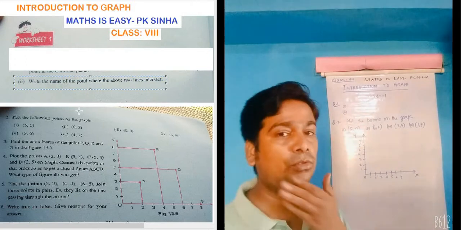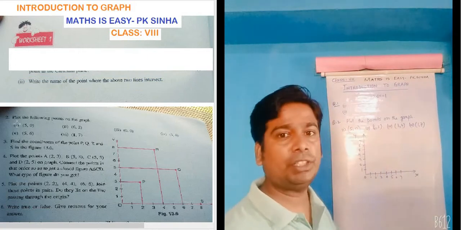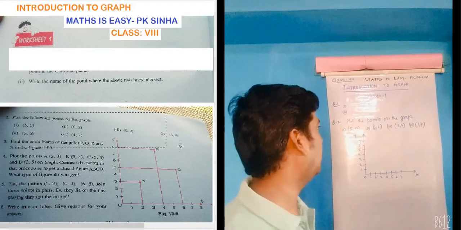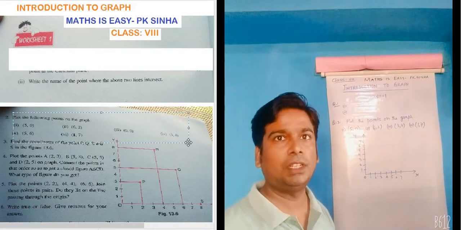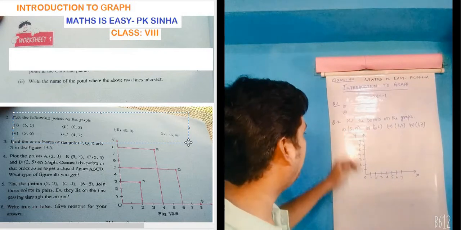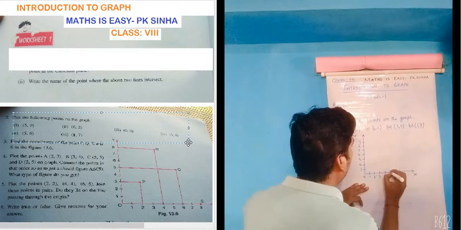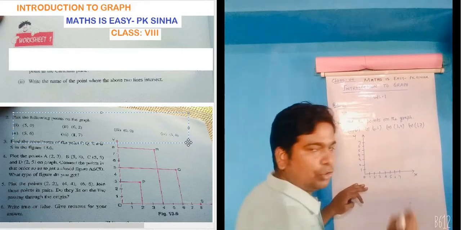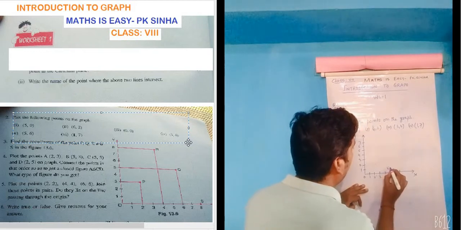Now see question number 2. Question number 2 is: plot the points on the graph. We have to plot points on the graph. The points are (5, 0), (6, 2), (3, 4), (1, 7). So let us draw, as we have already seen, (5, 0). It means on the x-axis 5, so we will draw a perpendicular, and on the y-axis 0, so we cannot move upward. So this point itself is (5, 0).